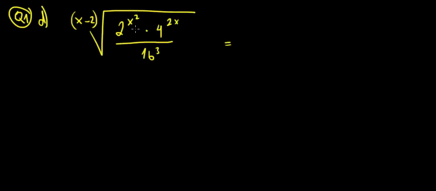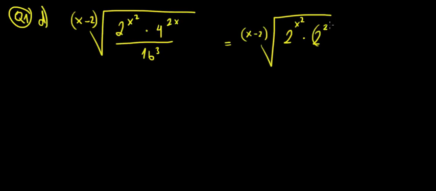Okay, so what do we see here? We see something common between 2, 4 and 16. They're all powers of 2. So let's write everything as a power of 2. That would be the (x minus 2)th root of 2 to the power x squared times 2 to the power 2, to the power 2x, divided by 2 to the power 4, to the power 3. So that's literally what we did. Instead of writing 4, we wrote 2 to the power 2, and instead of writing 16, we wrote 2 to the power 4. Okay, let's move on.